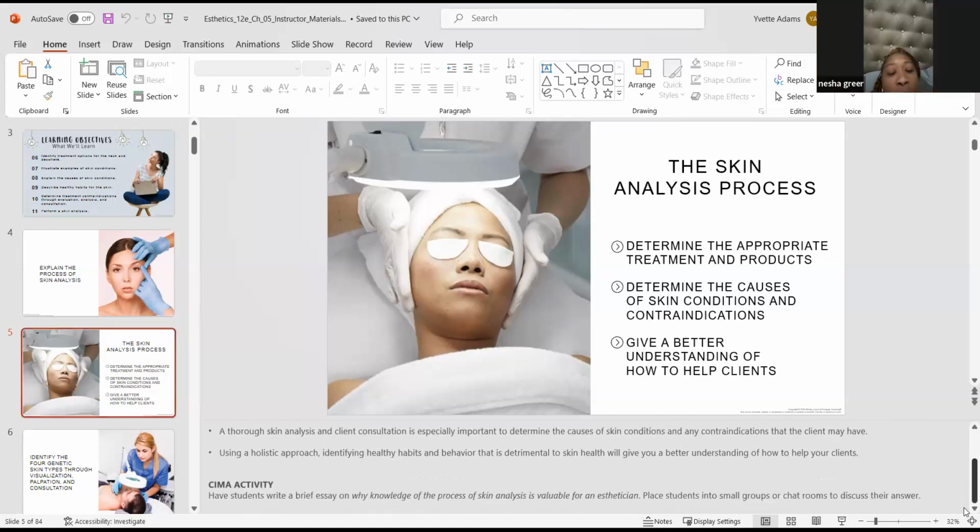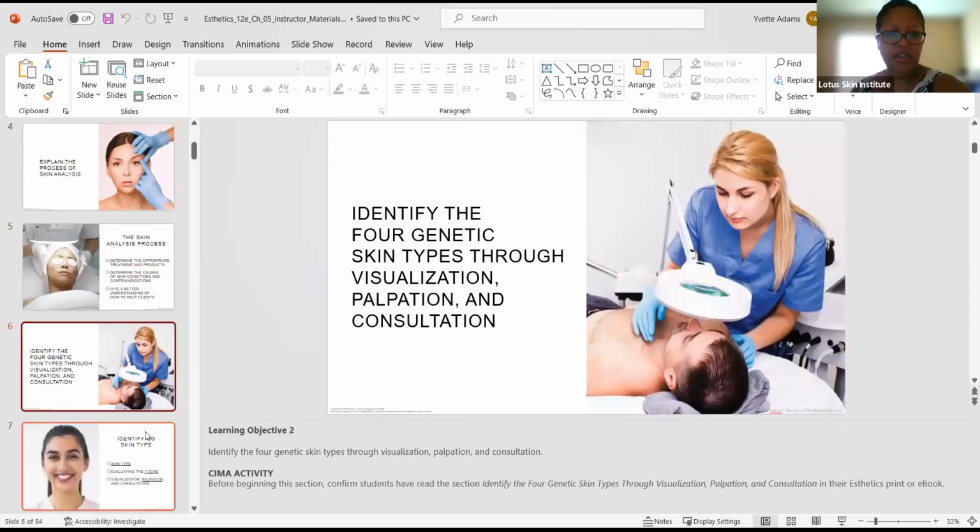Using a holistic approach, identify healthy habits and behavior. Identifying healthy habits and behavior that's detrimental to skin, which is what I basically just said. All right. So identifying the 4 genetic skin types through visualization, palpation, and consultation.